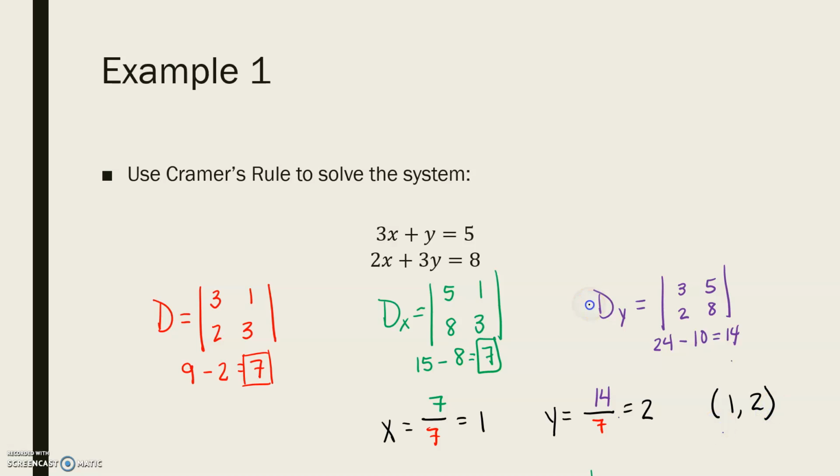And if I check it, it would be saying that 3 times 1 plus 2 is 5. That's true. 2 times 1 plus 3 times 2 is 8. And that's also true. So that means that we did this correctly.